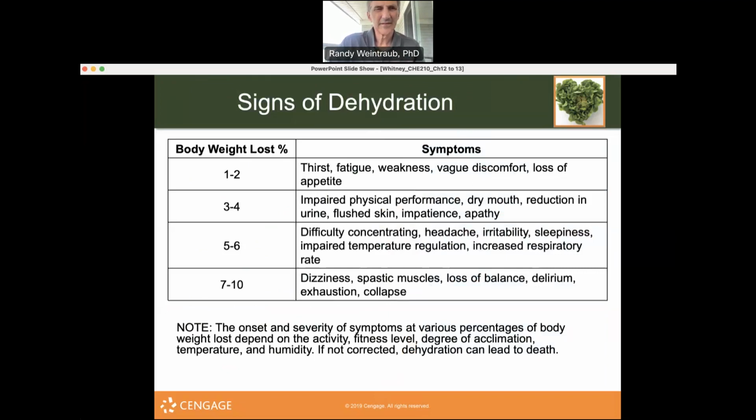Dehydration could be very problematic. If we lose as little as 1 to 2% of normal water volume, it could trigger weakness and fatigue. 3 to 4% starts impairing physical performance. 5 to 6% loss of our normal amount of water brings difficulty concentrating, headaches, irritability, sleeplessness, etc., seen there. 7 to 10% could become very dangerous: dizziness, loss of muscle control, loss of balance, exhaustion, collapse.